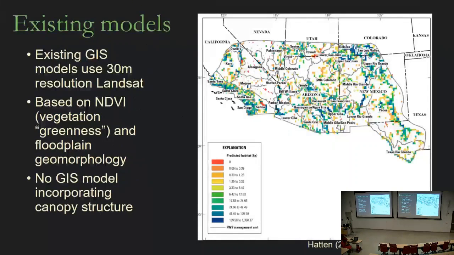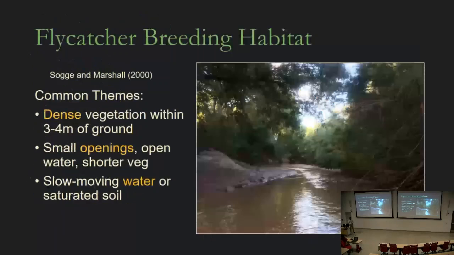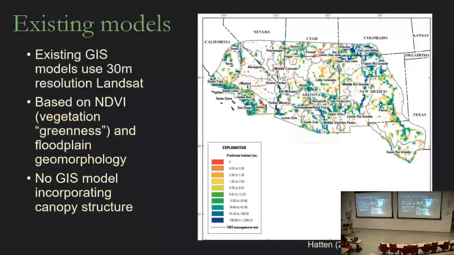There are some existing GIS models of flycatcher habitat, and they use relatively low resolution Landsat imagery. They're based on NDVI and floodplain geomorphology, but until now there's not been a GIS model that incorporates canopy structure. Even though, looking back, dense vegetation, small openings, these are canopy structure descriptions.